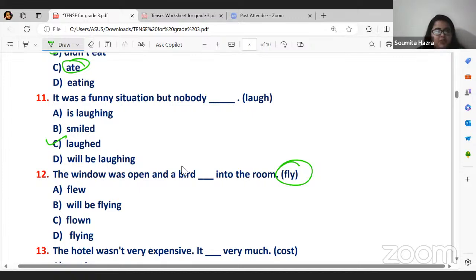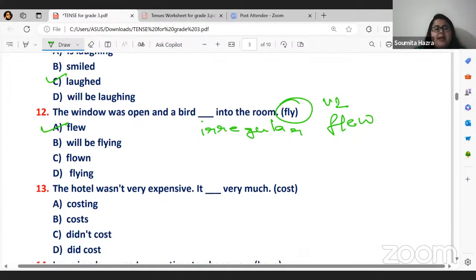Number 12A. So this is an irregular verb. The past tense, the V2 form of fly is flew. Okay. Very good. Number 13.